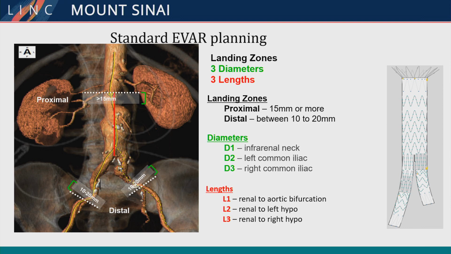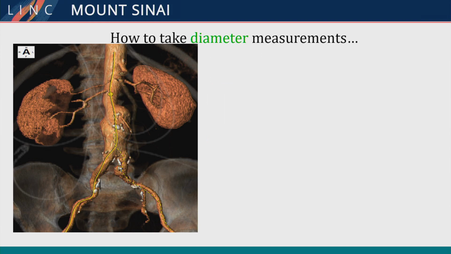But for a simple, straightforward EVAR, the distance from your lowest renal down to the aortic bifurcation is very important. And then the distance to your left hypogastric, and then the distance down to your right hypogastric. All those measurements are very, very important, and for most of the devices, or all the devices, you can pretty much determine what size device you're going to use from this information.